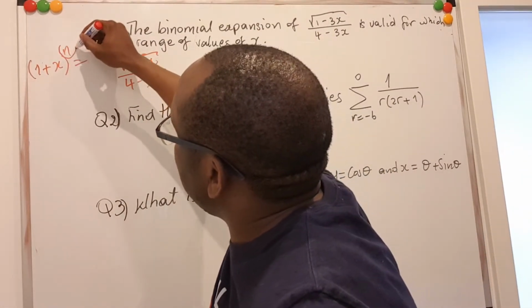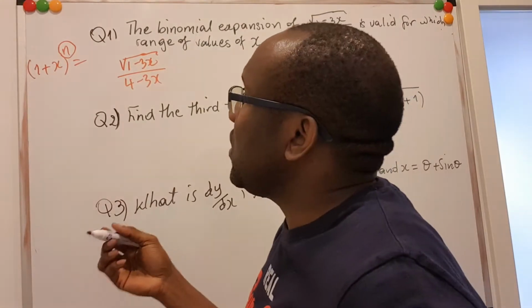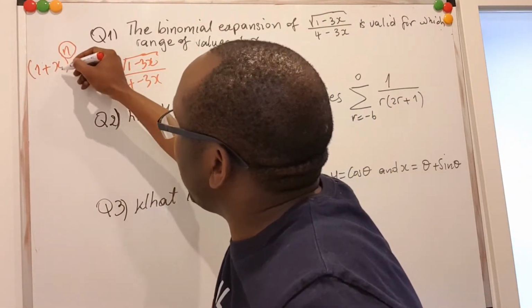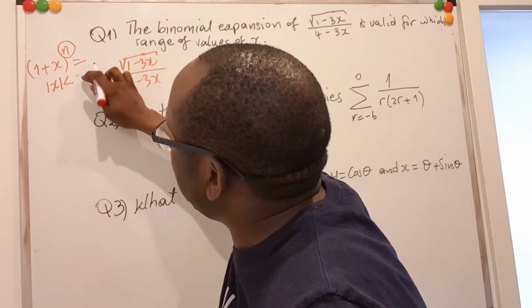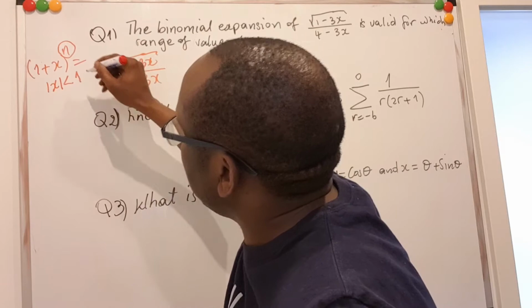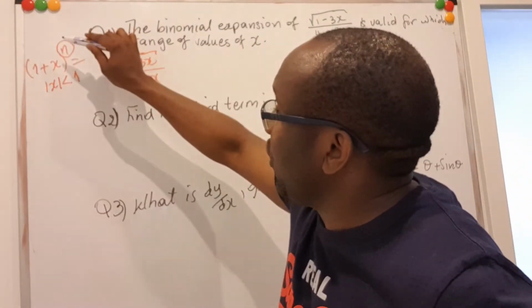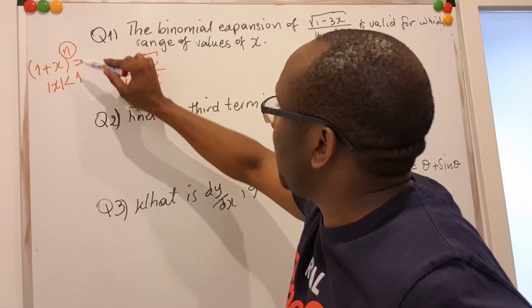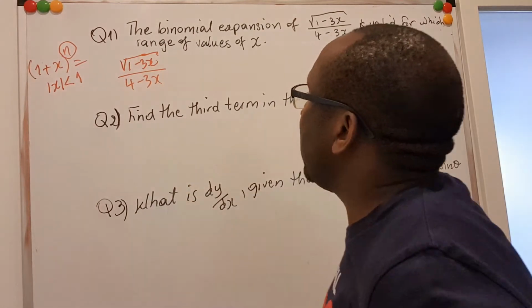Normally that is easy when n here is a positive integer. When n is not a positive integer, then there is a condition on the x for the binomial expansion. If this is not a positive integer, then this is only valid as a binomial expansion if the absolute value is less than 1.